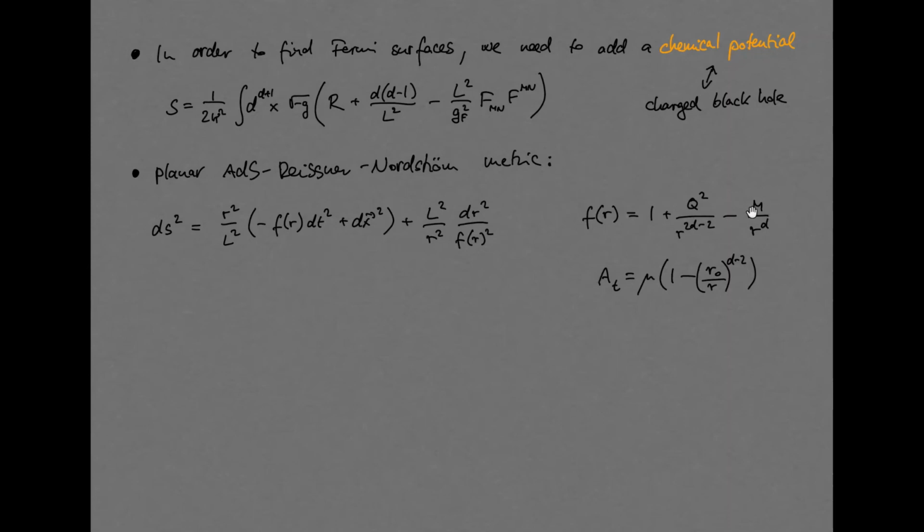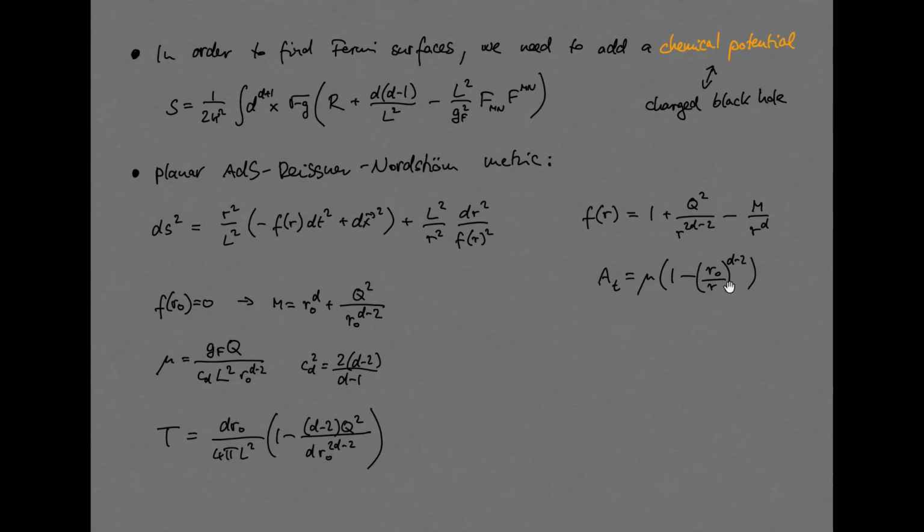M is related to the mass, and Q to the charge and to the chemical potential of the boundary dual. And the gauge field is also turned on, and we go to a gauge where only A_t, the time component of A, is non-zero, and is given by this formula here. r0 is the location of the horizon where f of r vanishes. And so from that you can compute M if you plug in this formula here.